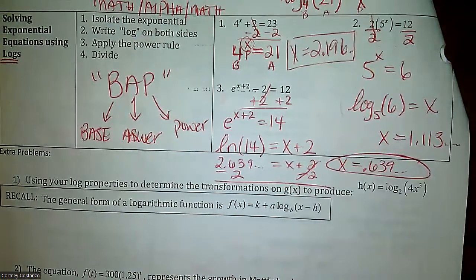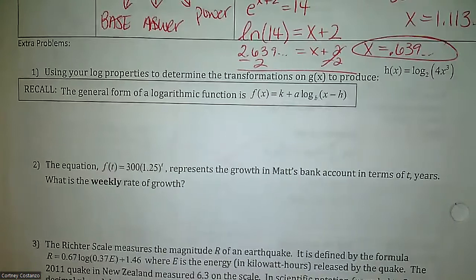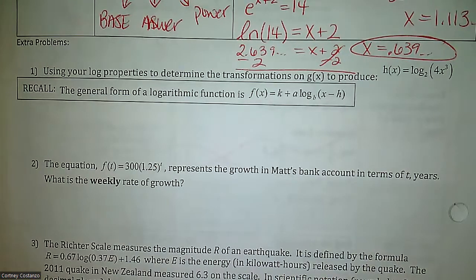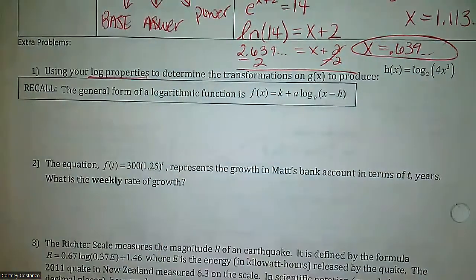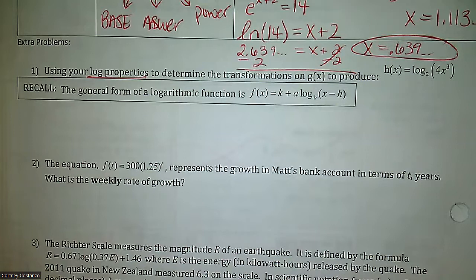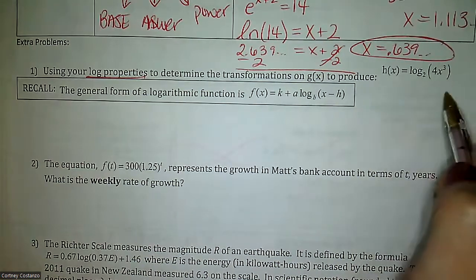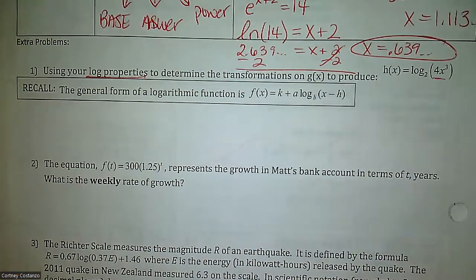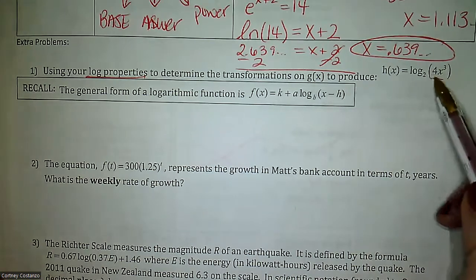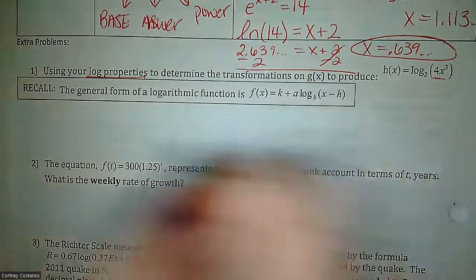All right, so let's just do a couple application problems here, and then we're done. Use your log properties to determine the transformations on g of x. So our log properties are expanding properties that we practiced already. Here's our equation over here. There's a lot of stuff happening in the inside there. We have 4 times x to the third.